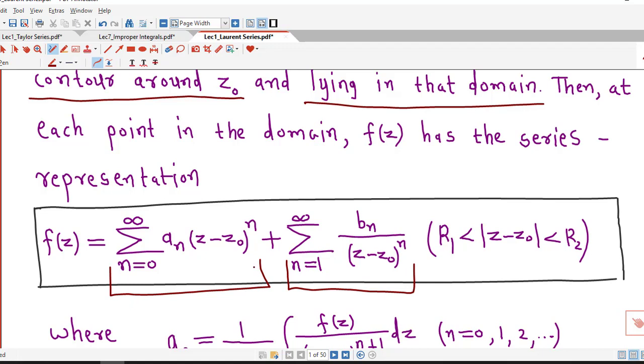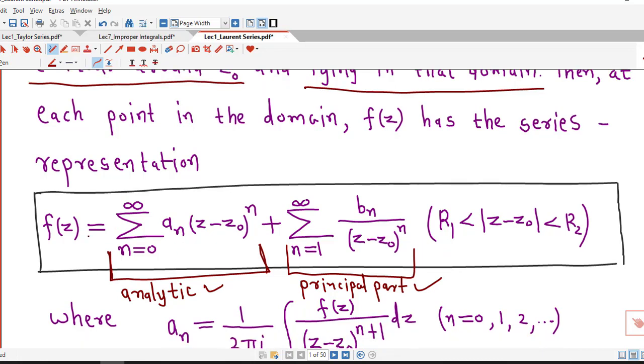And if we consider this portion which includes non-negative powers of z minus z0, then that portion is known as the analytic part of f of z, and this portion which includes negative powers of z minus z0 is known as the principal part of f of z. If the principal part is absent, we have only non-negative powers in f of z. We will discuss in detail about this analytic and principal part as we proceed further.